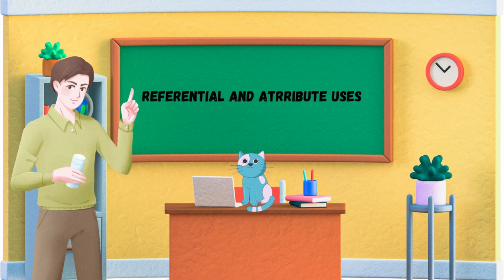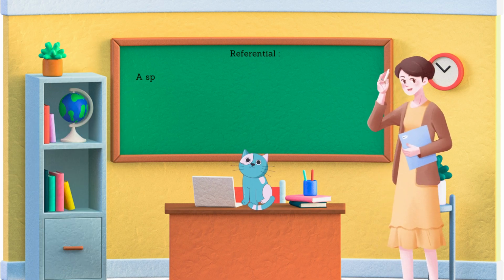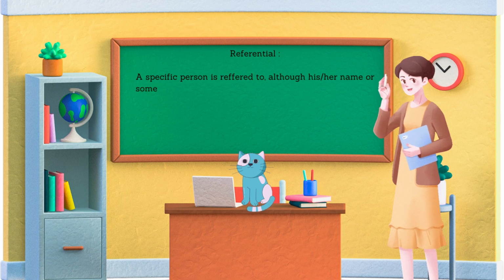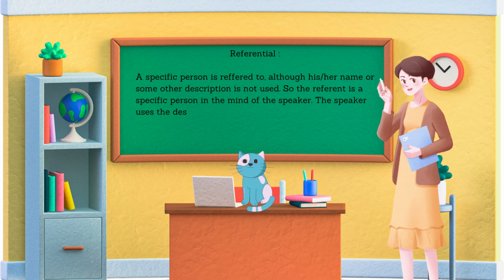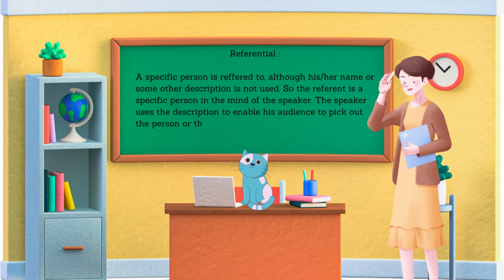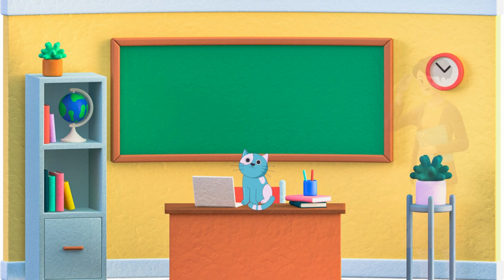Okay, the next is referential and attributive uses. Referential is when a specific person is referred to, although his or her name or some other description is not used. So, the referent is a specific person in the mind of the speaker. The speaker uses the description to enable his audience to pick out the person or thing he is talking about. The referential use differs from the attributive use of the definite noun phrase.